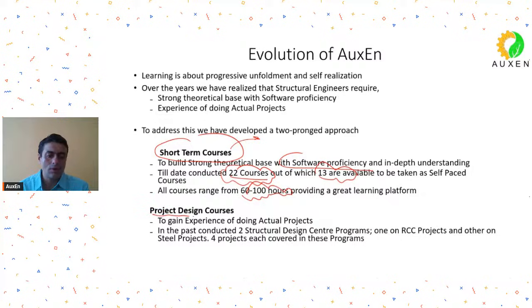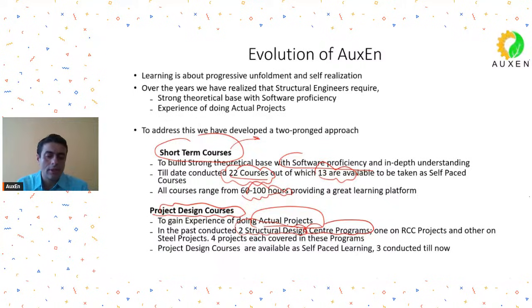And then we also conduct project design courses where we do actual projects as they would be done in design offices. In the past, we have conducted two 6-month-long structural design center programs, one on RCC projects and another on steel projects. In addition, we have also conducted three project design courses on industrial steel buildings, pedestrian steel bridges, and residential bungalows.